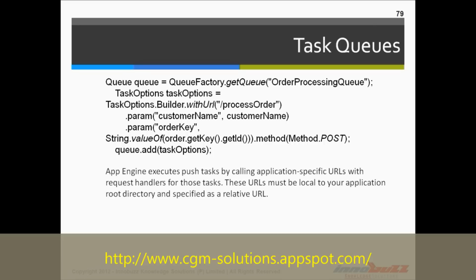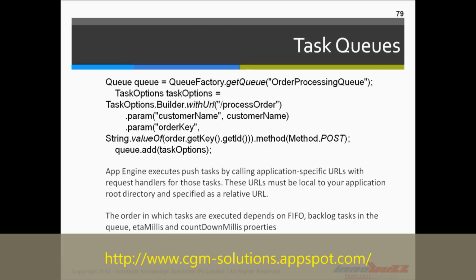App Engine executes push tasks by calling specific URLs with the request handlers for those tasks. These URLs must be local to your application root directory and specified as a relative URL. Here process order is our relative URL on our local machine. The order in which tasks are executed depends on FIFO, that is first in first out, and backlog tasks in the queue, milliseconds and countdown milliseconds properties.